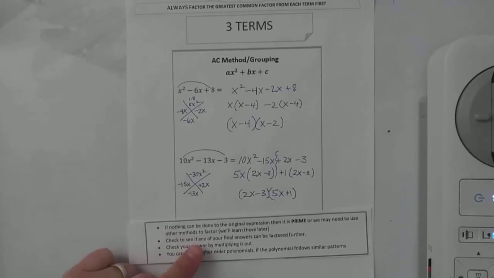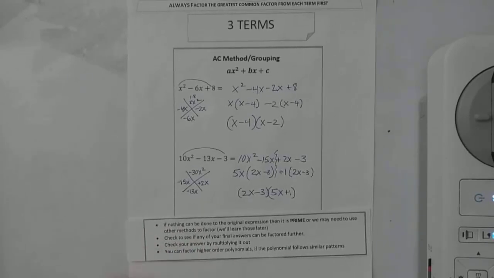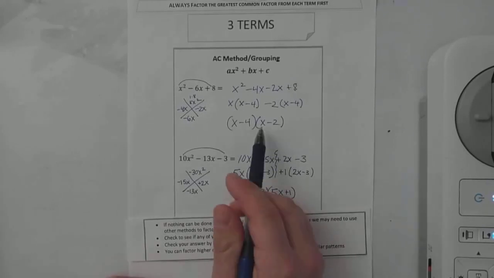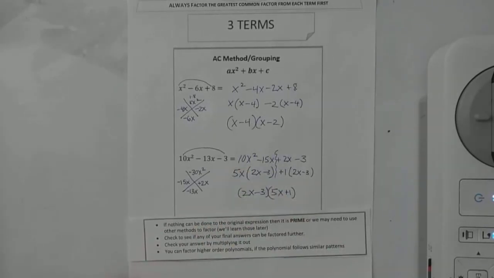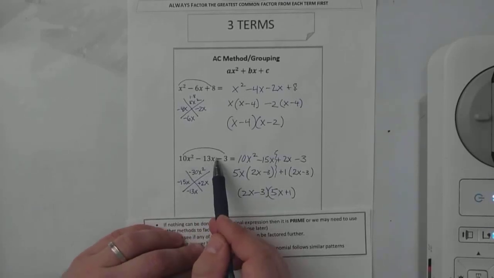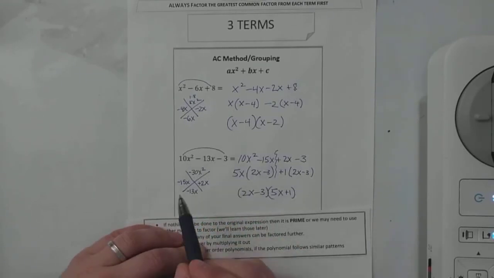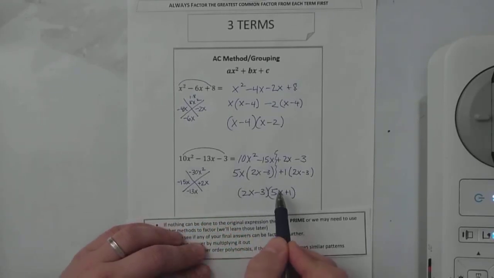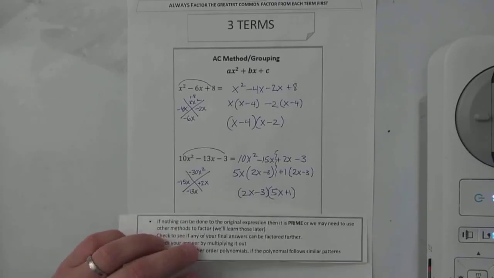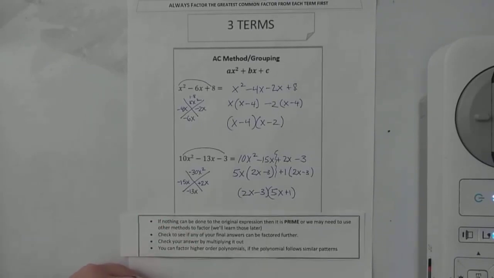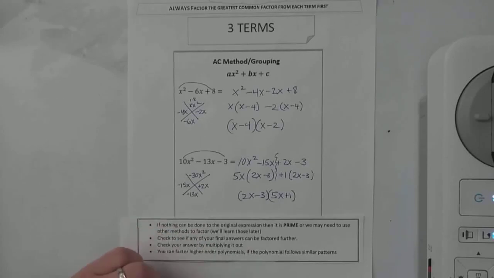So last things, not all of these can be factorable. In those cases, we'll call it prime, or we may need to use a different method. You're going to check to see if your final answer can be factored further. In these cases, those terms cannot be factored further. We can always check our answer by multiplying it back out, and if they were a different form, where let's say this was a higher degree 4 and this was a higher degree 2. We could use the same method, and then this would become 2x squared and 5x squared. So we can use the same methods for higher order polynomials. So this is how you factor trinomials.